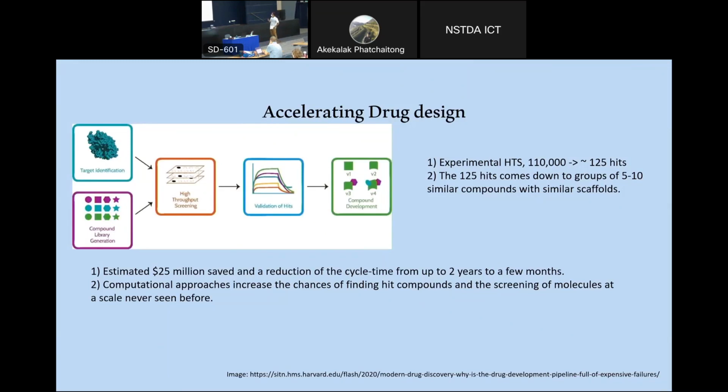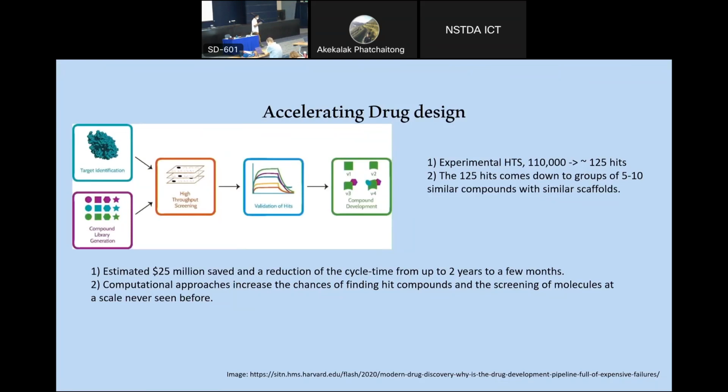These are all average numbers, but not all the 125 hits will be super unique molecules. They'll be very similar molecules. And ultimately, when you're looking for different kinds of molecules, you will probably end up with 5 to 10 different unique scaffolds. That means molecules that are structurally different from each other. And this cycle can take a few months to up to 2 years. And this is the part that we are trying to accelerate.